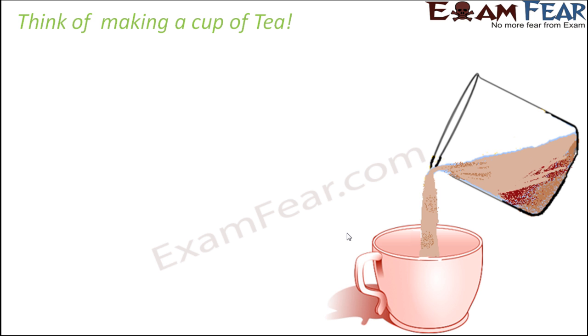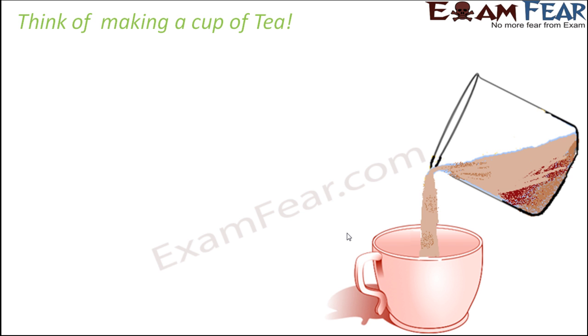So for that, let's look at this example. Just think of making a cup of tea. This will help you to understand this concept even better. Let's say you put the tea leaves. Now you have already prepared tea. That is, you have taken a saucepan, put some water, put the tea leaves, and boiled it for some time. So you have prepared tea.